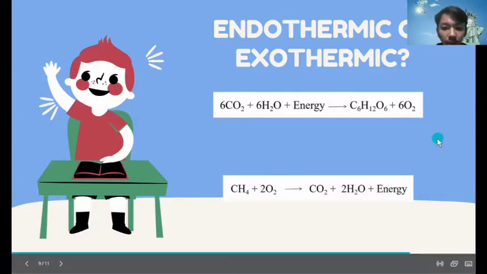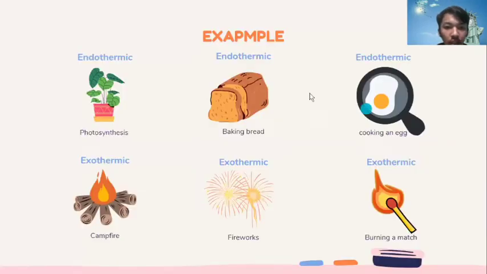I'll show you the examples of endothermic and exothermic reactions. The first one is photosynthesis. They need energy. They take in energy to make their own food. Then this is breaking bread, and then this is cooking an egg.